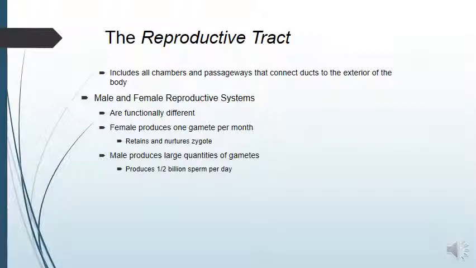The term reproductive tract is used for all the chambers and passageways that connect the ducts to the exterior of the body. If we look at the male and the female reproductive system, they're functionally different. A female produces 1 gamete per month on average and retains and nurtures the zygote, whereas the male produces large quantities of gametes and in fact produces about 500 million sperm per day.